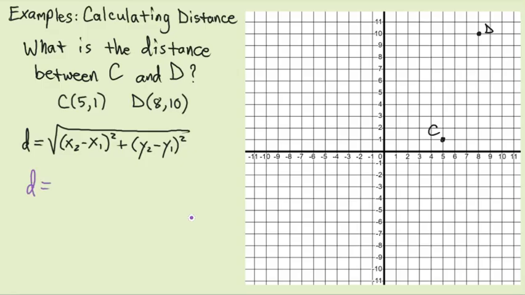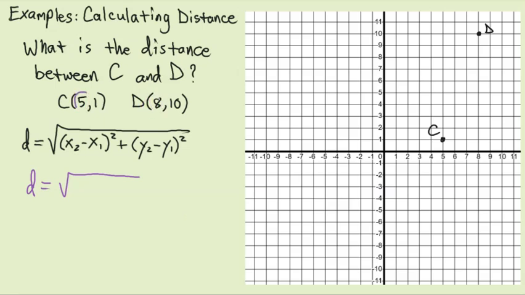We're going to do the distance is equal to the square root of, now watch this, basically all you have to do, because we're squaring the difference between the two x's, we're doing x2 minus x1, all you have to do is take the bigger of the two, which is 8, and subtract the smaller one.